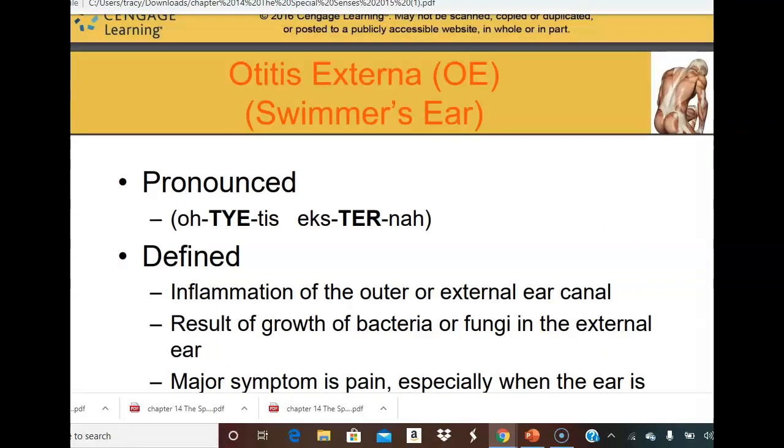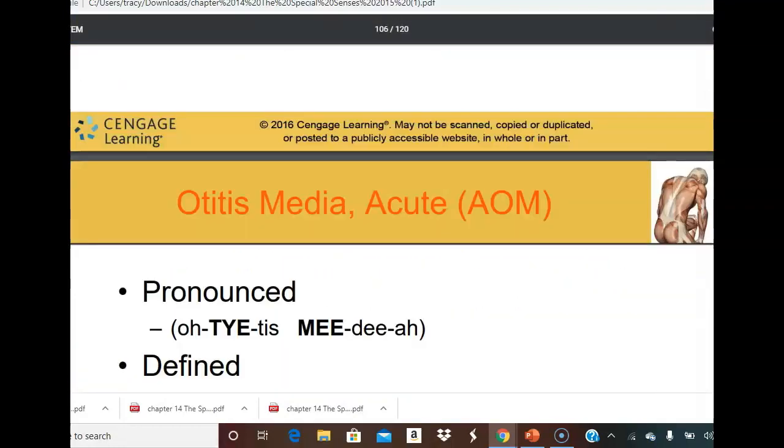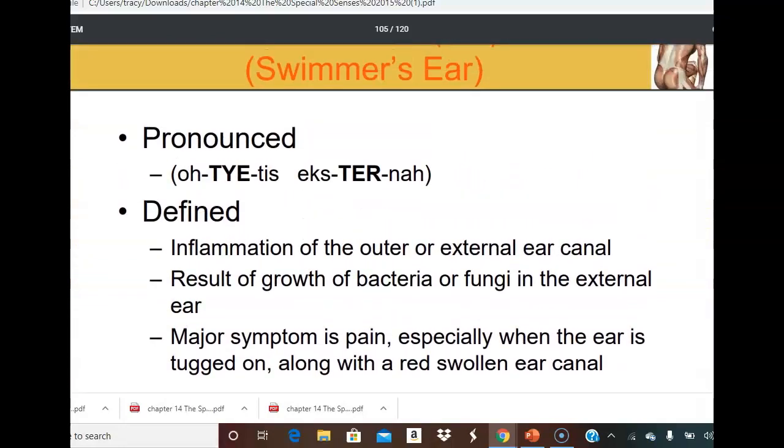Now we'll talk about ear infections. These are really common. So we have external otitis or otitis externa, which is swimmer's ear. I kind of mentioned this when we went through the anatomy, where we get an inflammation of the outer or external ear canal. Generally, bacteria have invaded, or sometimes with people that have immune compromise, they can get a fungal infection in there as well. It can hurt.